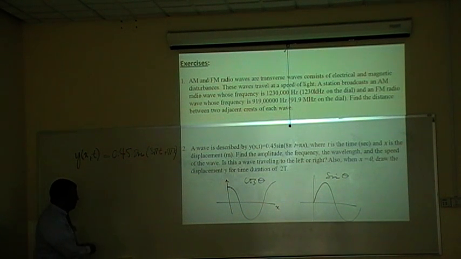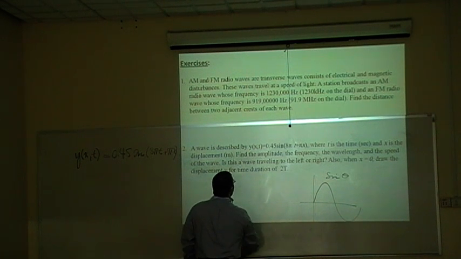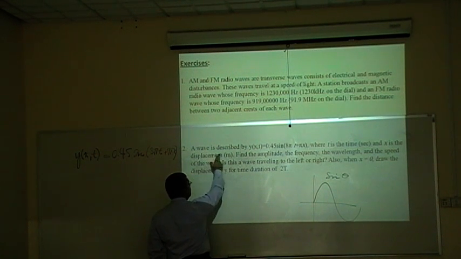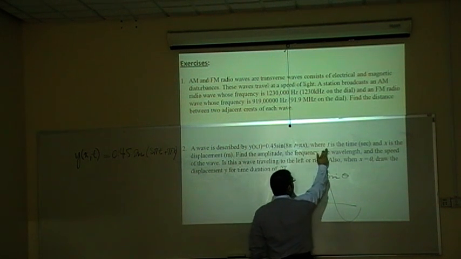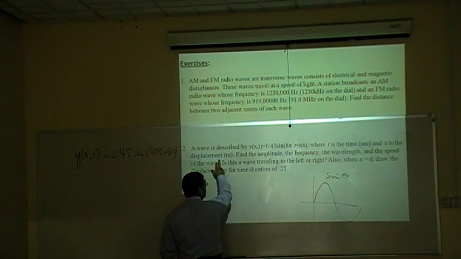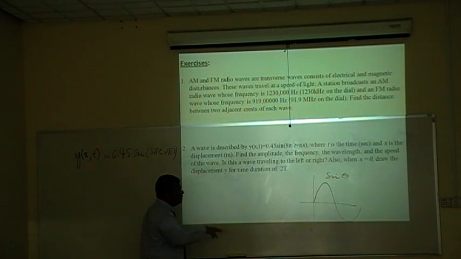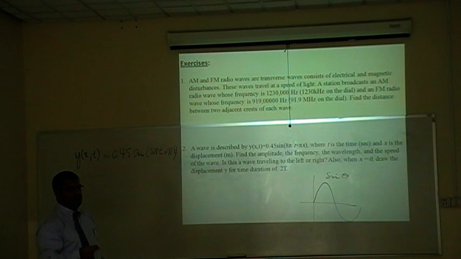Okay? So let's go back to the question. The question we have: a wave is described by this wave equation, where t is the time in seconds and x is the position or the displacement in meters. Find the amplitude, the frequency, the wavelength, the speed, and so forth. Now, how can I find immediately from this wave equation the amplitude, the frequency, all of these?